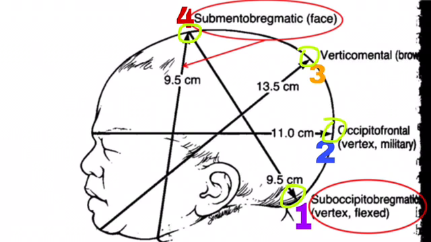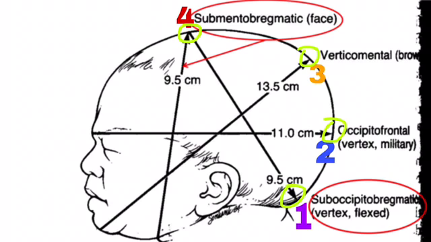Now if the head is slightly extended, okay, partially extended, then the point will shift further upwards, from occiput to vertex. So the diameter involved in partial extension is vertico-mental. Mentum is chin. So vertico-mental. That is the largest diameter, which is around 13.5 to 14 centimeters.